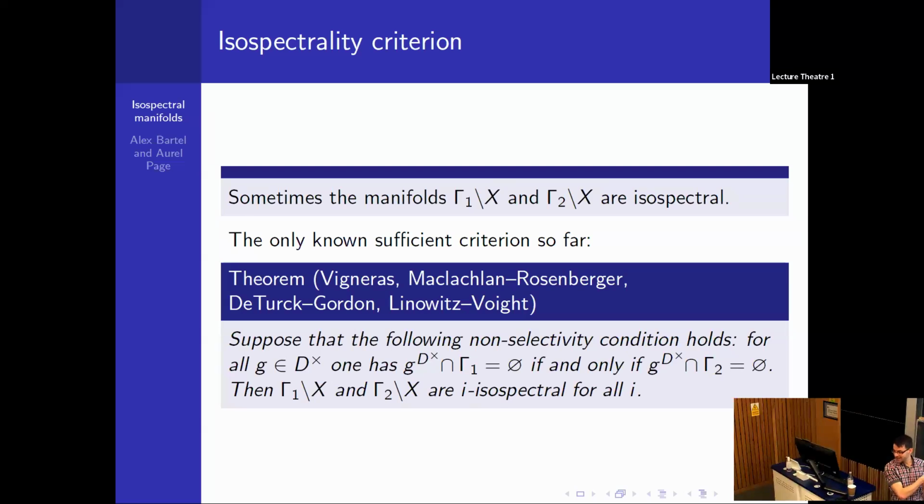So for every conjugacy class, either both maximal orders, well, unit groups, intersect it or neither does. That's called non-selectivity, and no conjugacy class selects between these two. And in that case, the manifolds are isospectral for all the Laplacians, which is also true in Sunada's case.